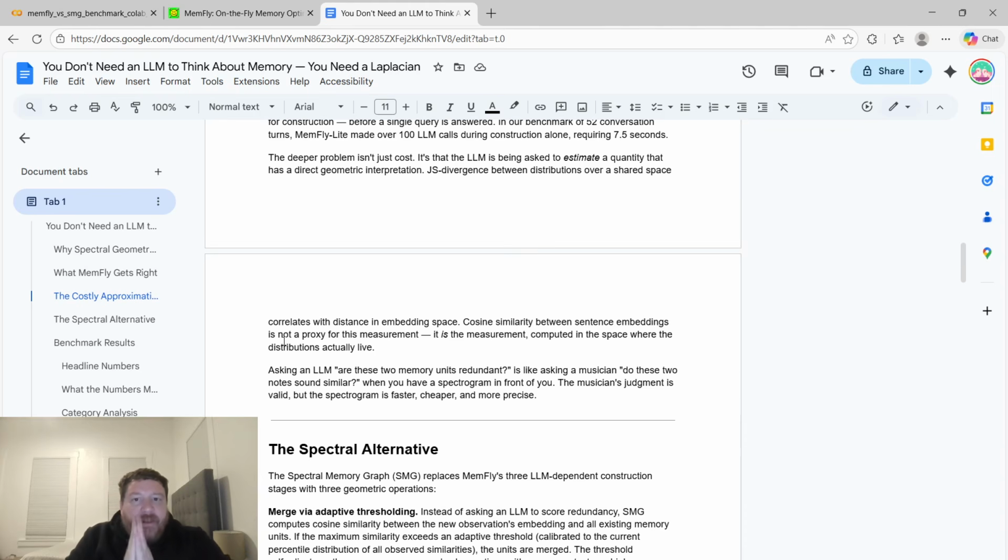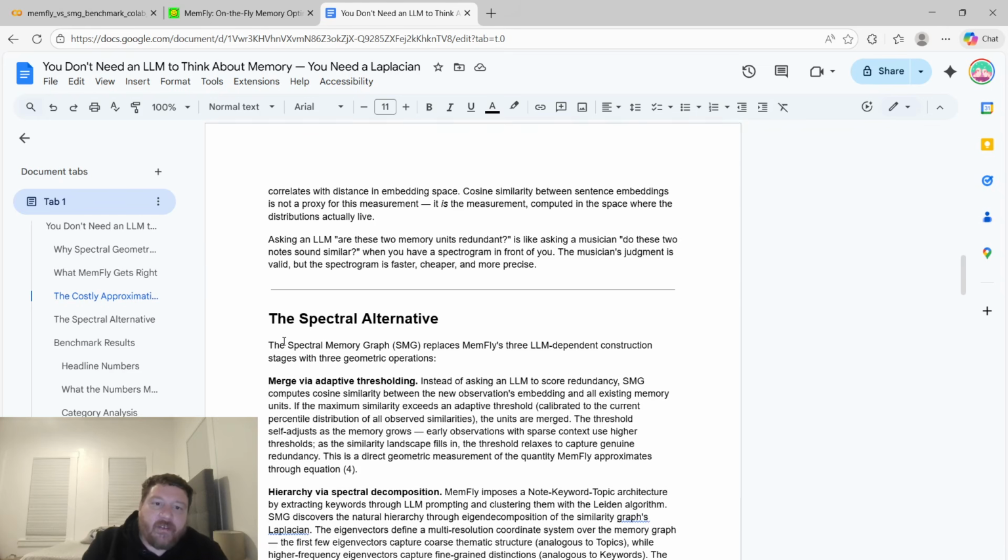This divergence between distributions over a shared space correlates with distance in embedding space. Cosine similarity between sentence embeddings is not a proxy for this measurement, it is the measurement, computed in the space where the distributions actually live.